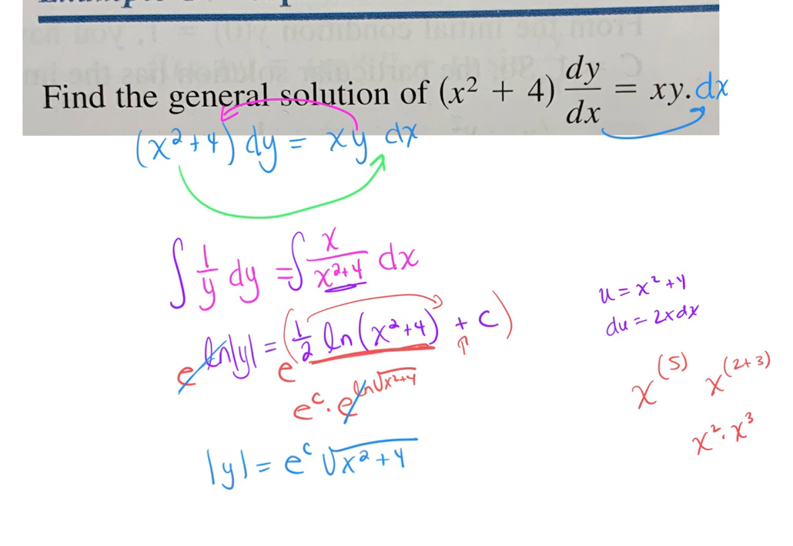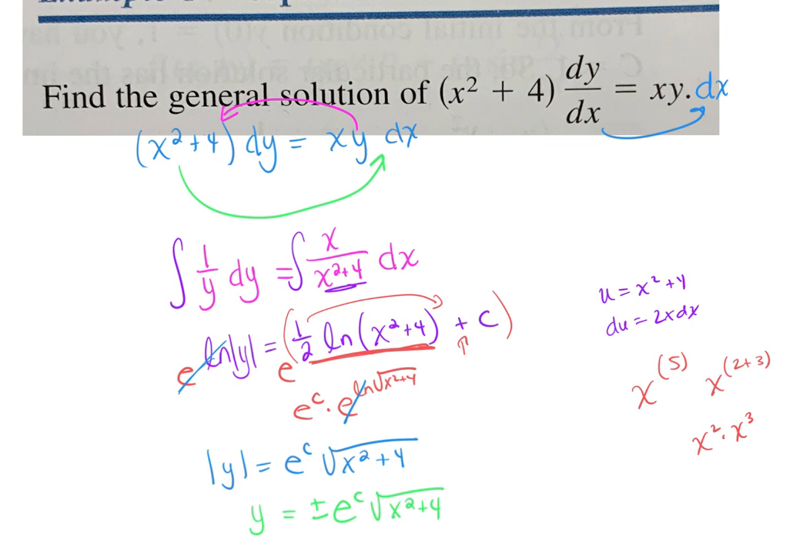Is my y by itself? No. There is still an operation affecting my y. It is absolute value, which means my y could be the positive or the negative of that. So to get rid of that absolute value, I'm just going to say y is going to equal the positive or negative of that e to the c, square root of x squared plus 4. Everybody see what I did to simplify all of that?